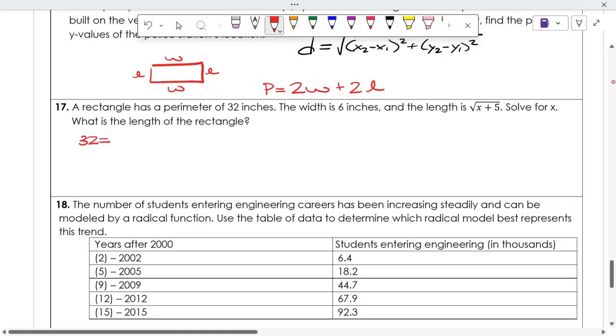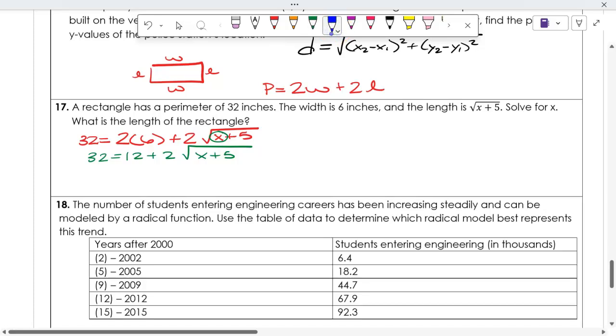That is not perimeter. So perimeter would be 32 is equal to, the width is 6 inches. So I have 2 times 6, because there's my W. And the length is square root of x plus 5. So plus 2 times the square root of x plus 5. So again, I'm going to be solving for this x right here. So I've got to get everything away from it. I can go ahead and multiply this 2 and 6 together. So that's going to get me 32 is equal to 12 plus 2 square root of x plus 5.